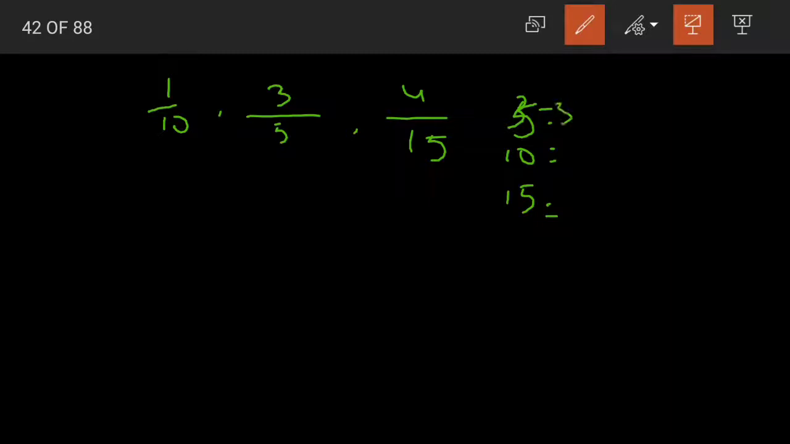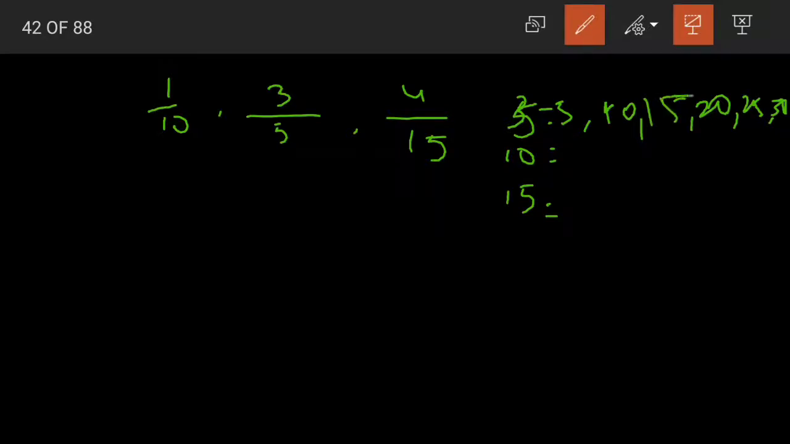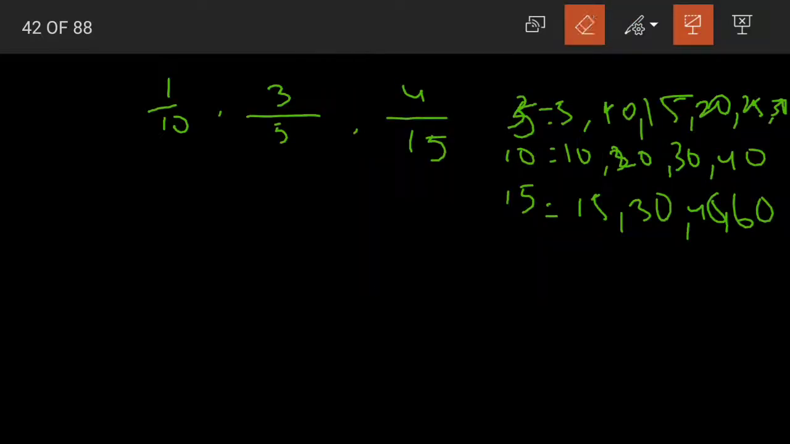LCM for this. Yes, the multiples of 5 are 5, 10, 15, 20, 25, 30. So let me write it neatly. Then for 10 we have 10, 20, 30, 40. For 15 we have 15, 30, 45 and 60. So what is the least common multiple for all these three? 30 is the least common multiple.